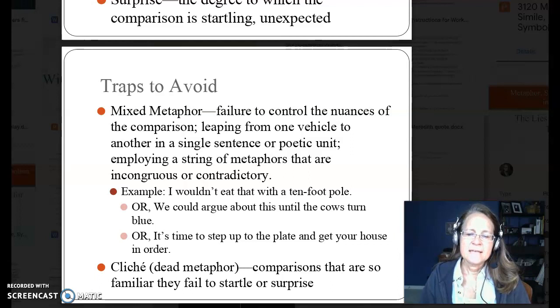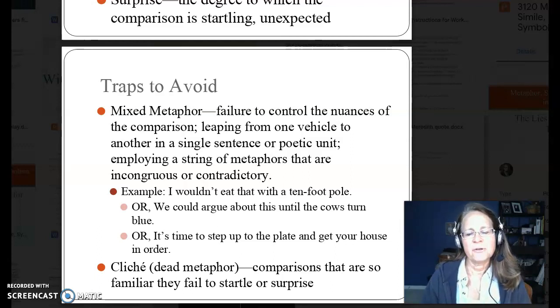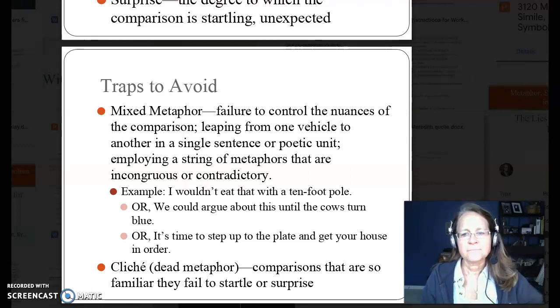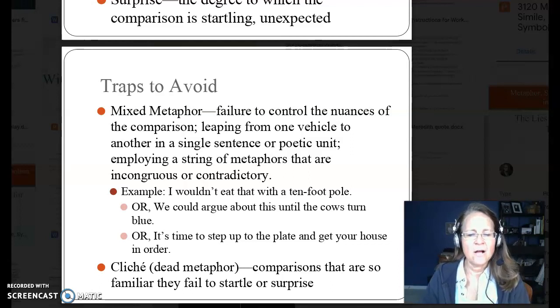We might say, we can argue about this until the cows turn blue. What I'm doing is combining the cliched familiar expression that something won't happen until the cows come home, which means later in the day, versus someone turning blue by holding their breath or being too cold. And so the writer has combined these things, and now the comparison makes no sense.